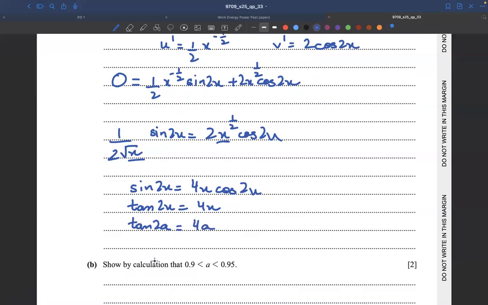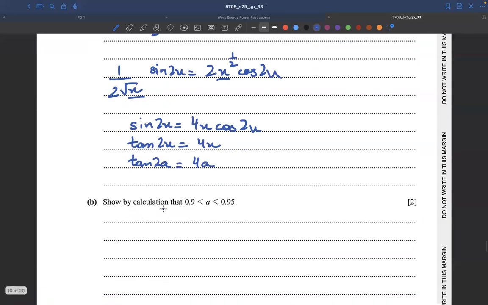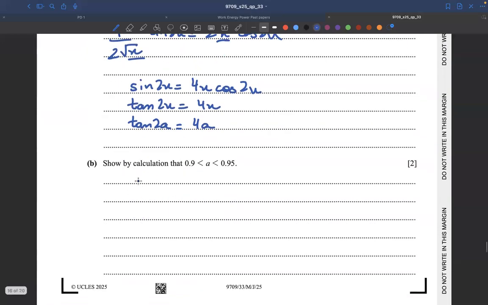Now it says in part B to show by calculation that a is between 0.9 and 0.95. So in the first step, we will make sure that we write it as tan of 2a minus 4a is equals to 0. Now, this is a very common mistake students make. They forget to bring the 4a term on the left hand side and make it equals to 0, and then try plugging in the values, and they do not get a change of sign. So this is the first step you will have to do.